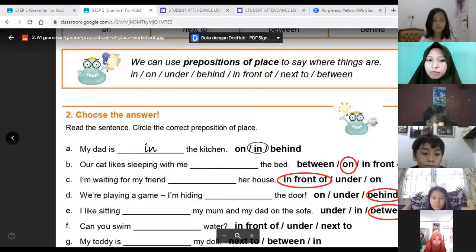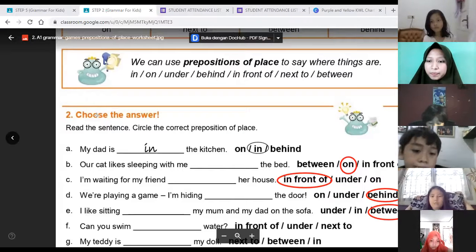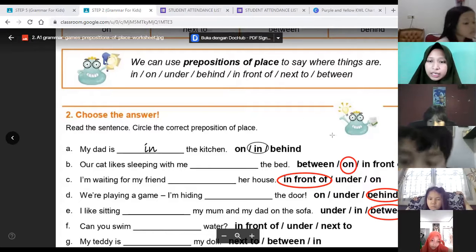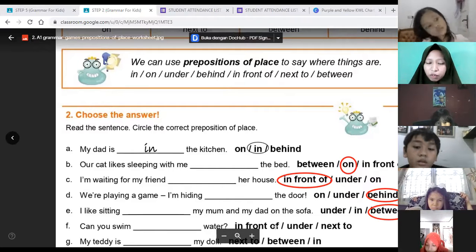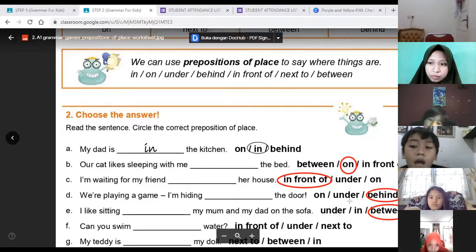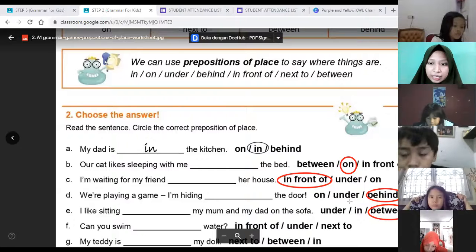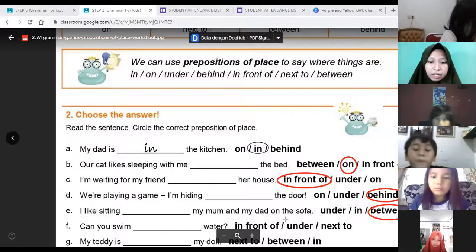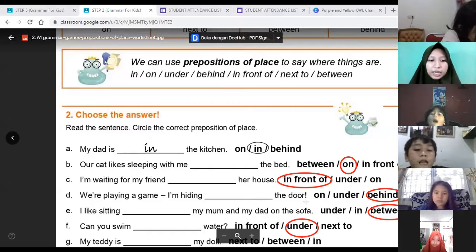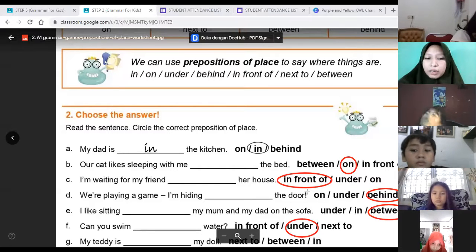Yes. Let's read F. Repeat after me, can you swim? Can you swim under the water? Okay. So, what is the correct sentence? Choose in front of, under, or next to. Under. Okay, under, everyone. Can you swim under the water?